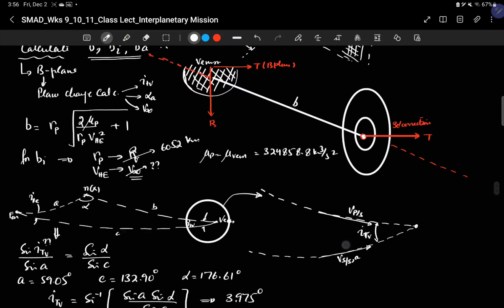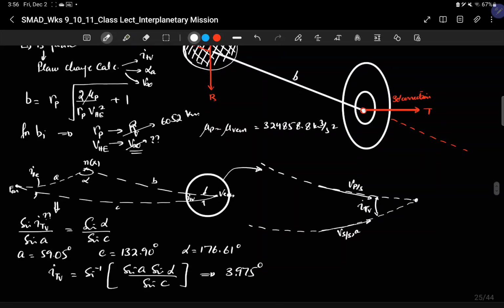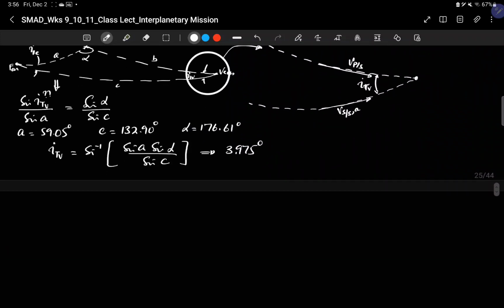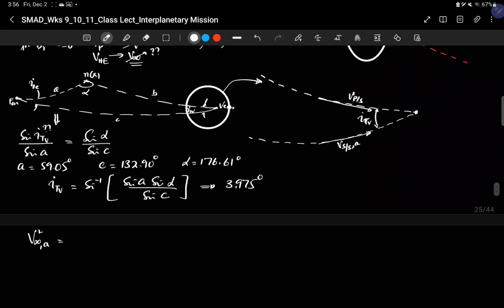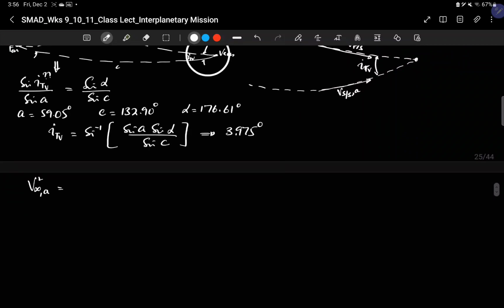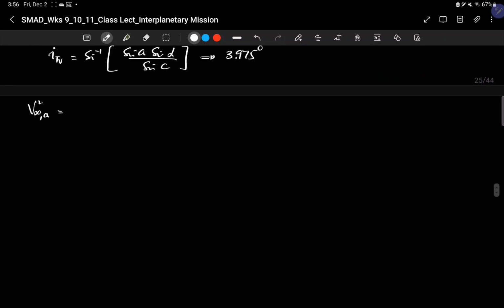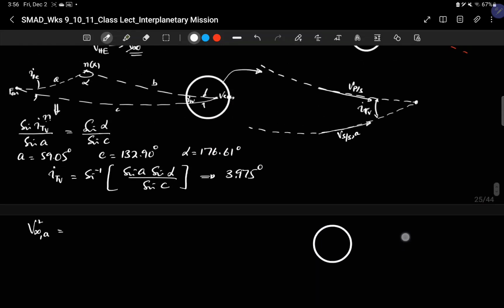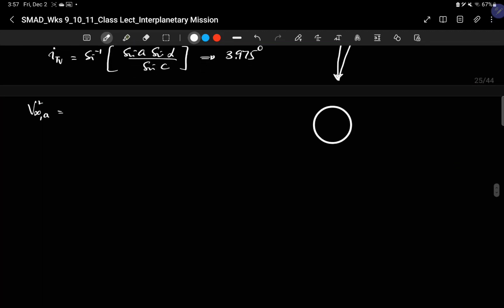Okay, so to get the V infinity, the V infinity square at arrival, what can we use? We use the same kind of velocity triangle we did the last time. So what kind of a velocity triangle will exist now? So this is Venus. Now I'm expanding this figure into a two-dimensional figure. So this is Venus here, and that's the trajectory of Venus.